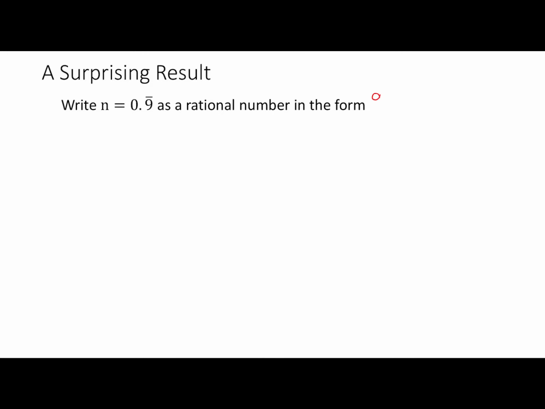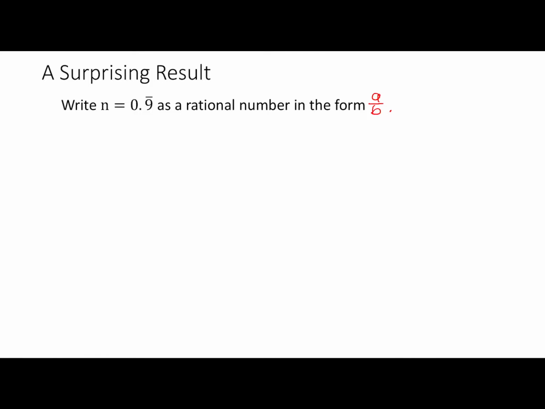Okay, so let's look at an example here. I want to write n equal to 0.99999 repeating as a rational number. Now, you may have seen arguments before about what this rational number is. So let's look at how we could use the methods from the last video to figure this out.